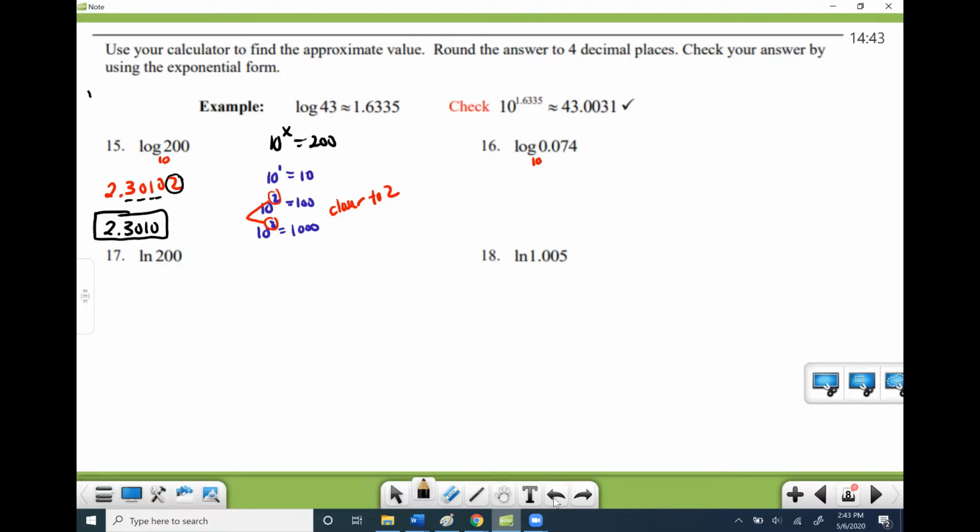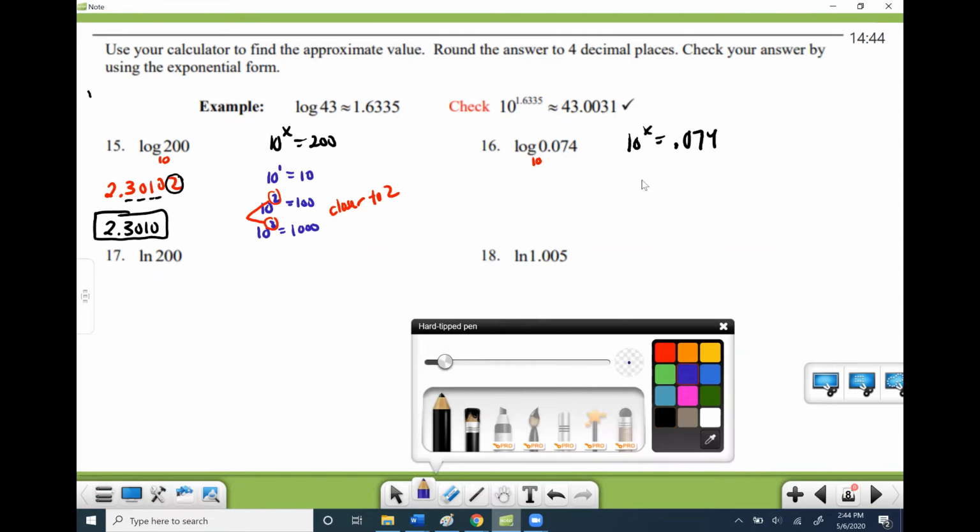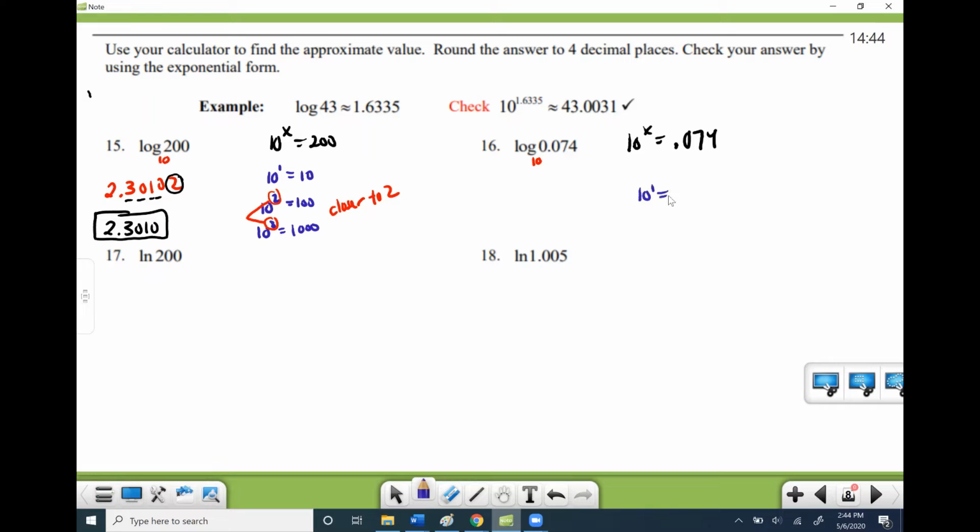Let's try the next one before we go to our calculator. Okay, so the question is 10 to the what power? 10 to the what power is 0.074. Okay, well, I know 10 to the first is going to be 10. That's too big, so let me not even do that one. How about 10 to the 0 power? What's that? 1? Okay, we're still too big. Let me try 10 to the negative 1.